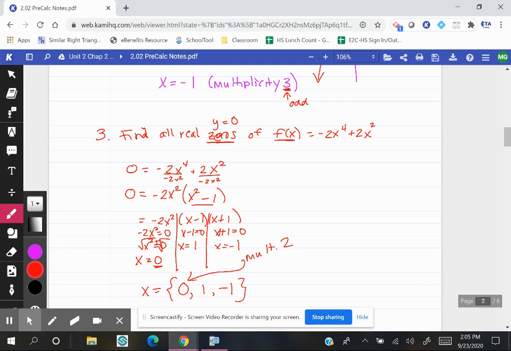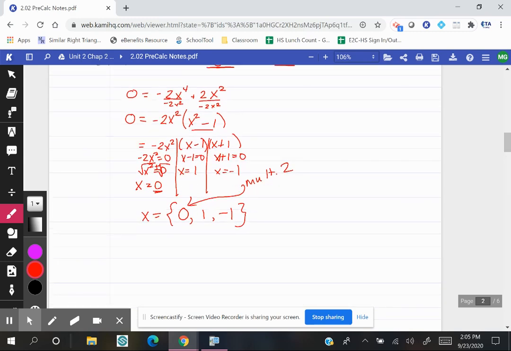I was going to put them in order, but we'll just leave the 0 there. So -1, 0, 1, if you wanted to put them in ascending order. Here we have a multiplicity of 2 at the 0, and then at the 1 and the -1, we have a multiplicity of 1. They just occurred one time. So if we want to graph this, you would have a point where it hits at -1. You'd have a point where it hits the x-axis at +1, and then also at 0.